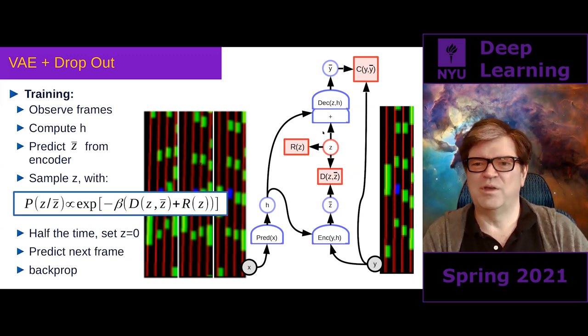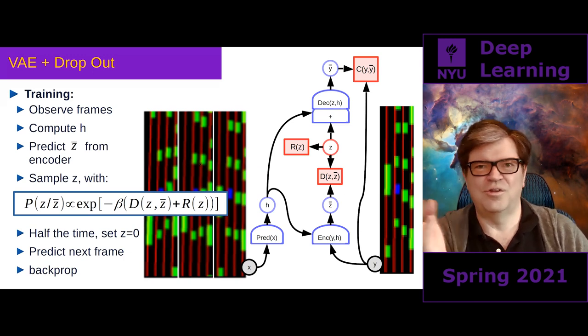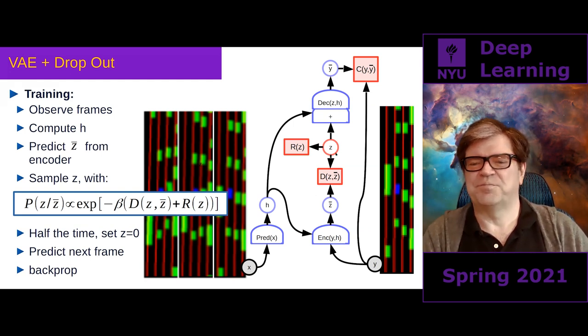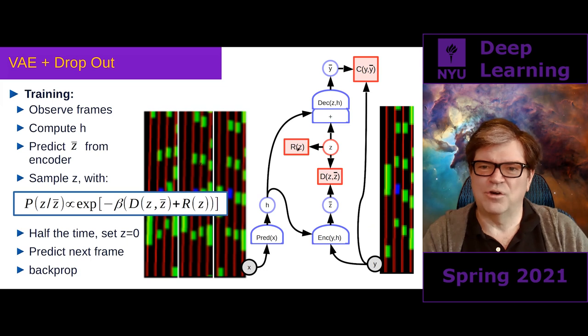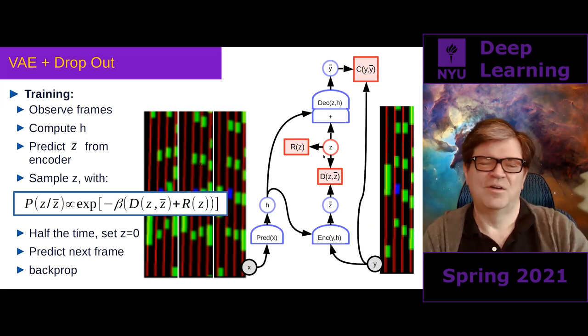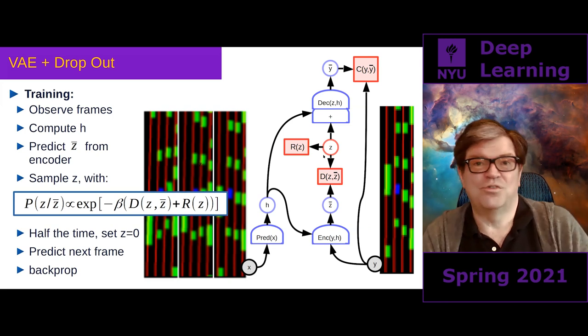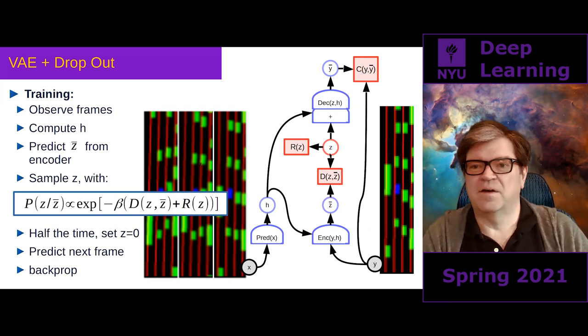And then we're going to basically sample the Z value with a Gaussian distribution where the mean is produced by the encoder. And the standard deviation is maybe another output of the encoder or not. But we're also going to have a prior here for the Z that, you know, it should be mostly zero or close to zero, let's say. And then run that to the encoder.